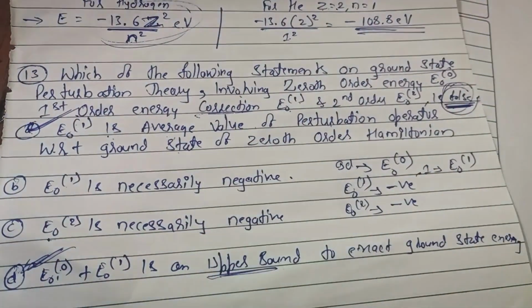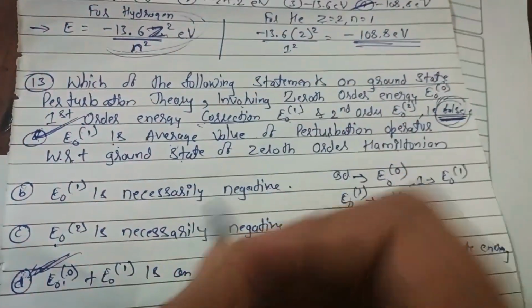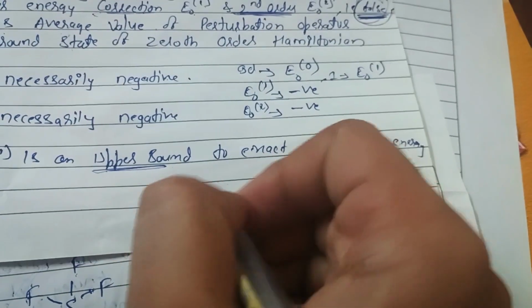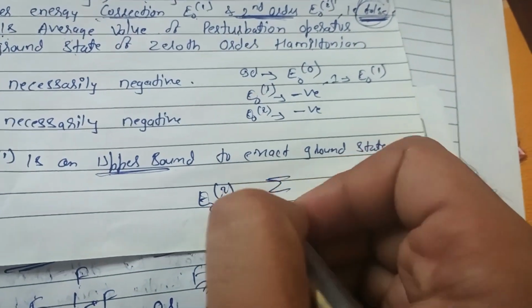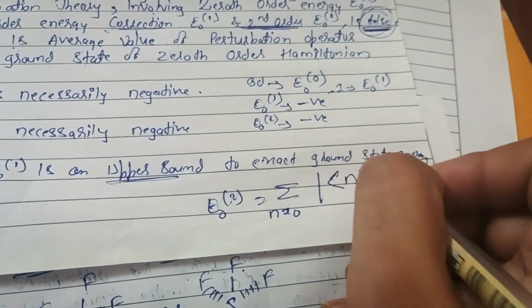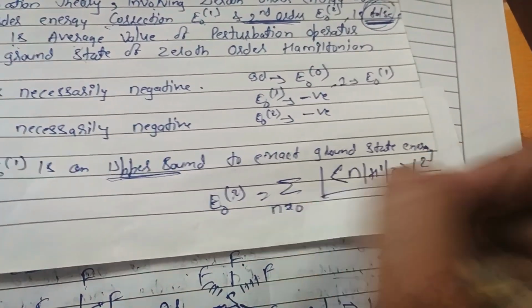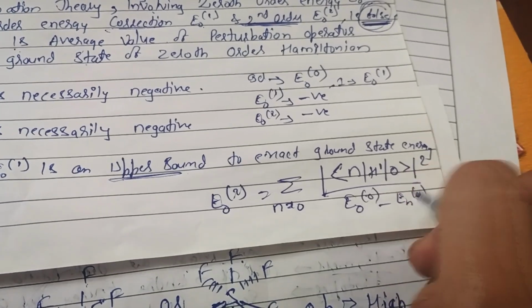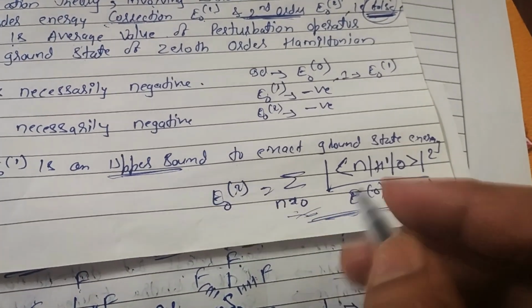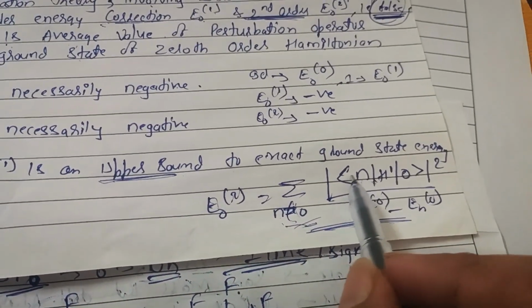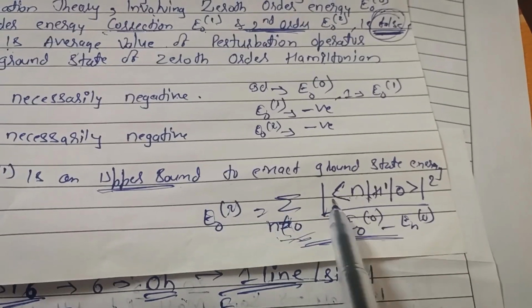Okay, if you know the perturbation correction term for the second order, there is a formula. E naught raised to 2 is equal to the summation over n not equal to 0 of the modulus of n H raised to 2, whole square, divided by E naught minus E n naught, like this only. Check this formula once; I am not sure about it, but it is like this.